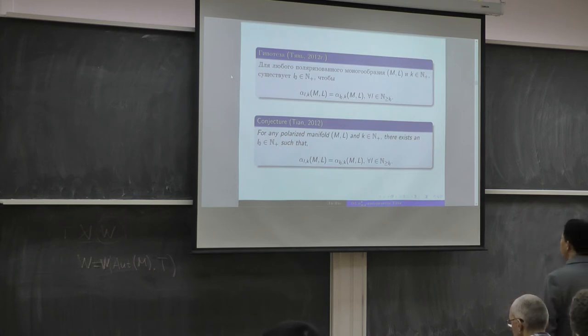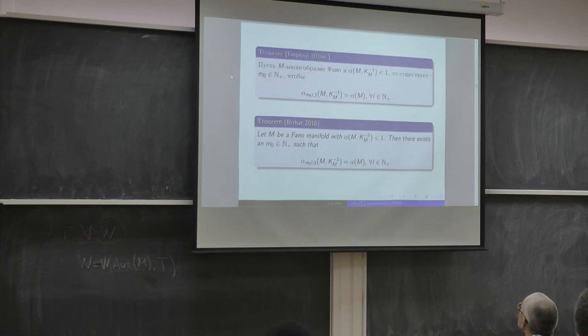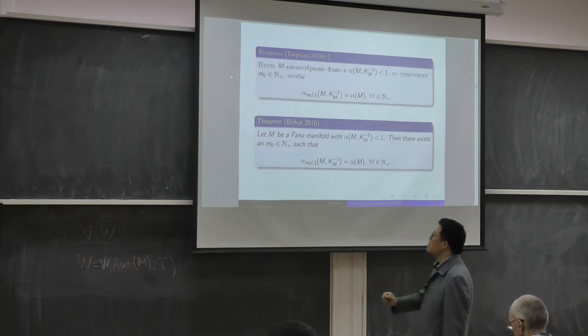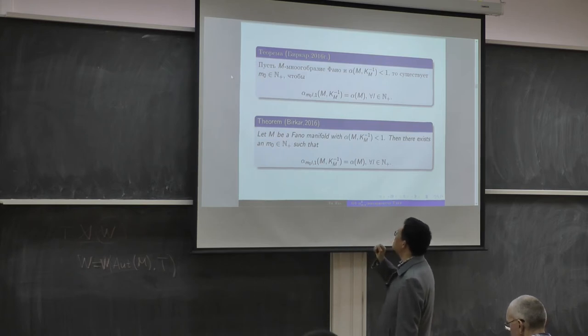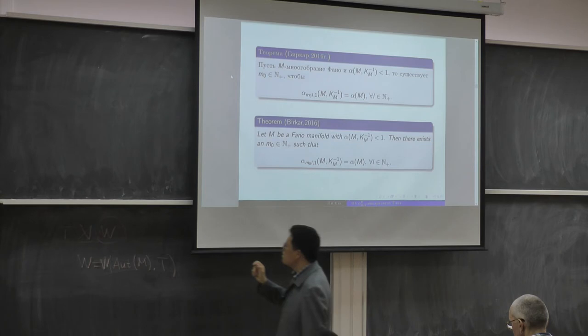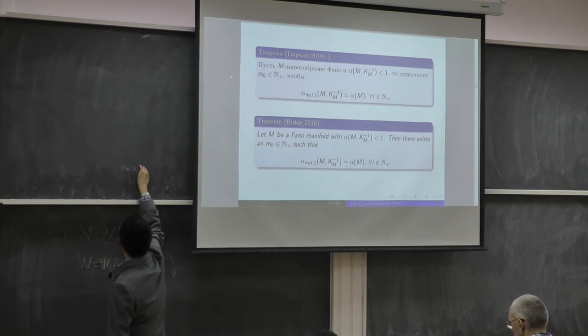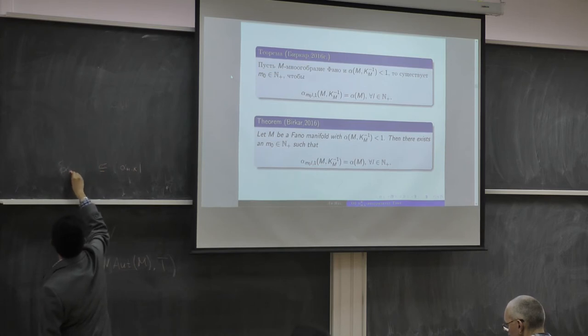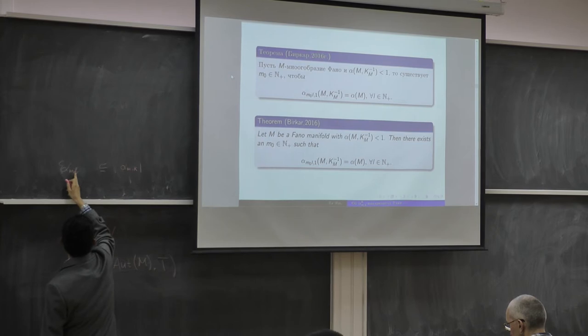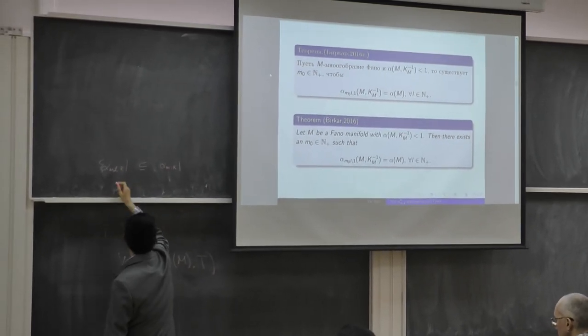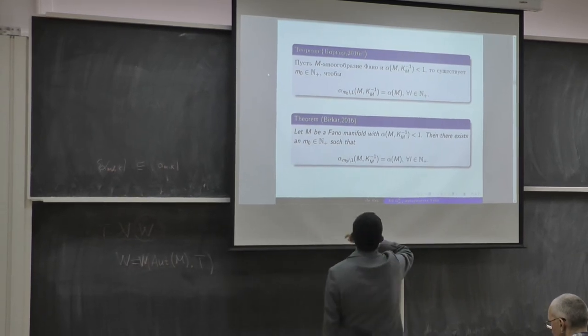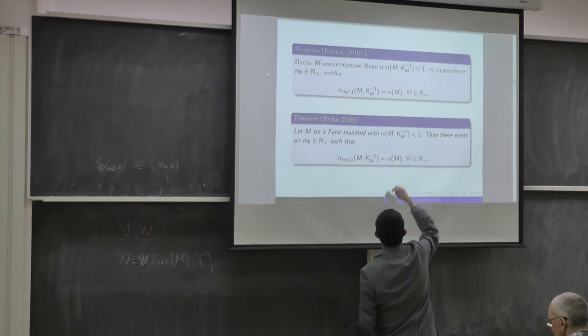In recent years, we have had some significant progress in this conjecture. I think the most famous one should be the theorem of Birkar in 2016. He proved that for k equal to 1, there is an m0 such that for the subsequence of the original sequence alpha_{m,k}, I mean those m divisible by m0, they all equal to the final alpha invariant.